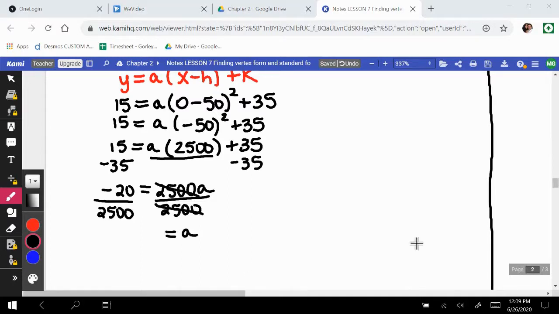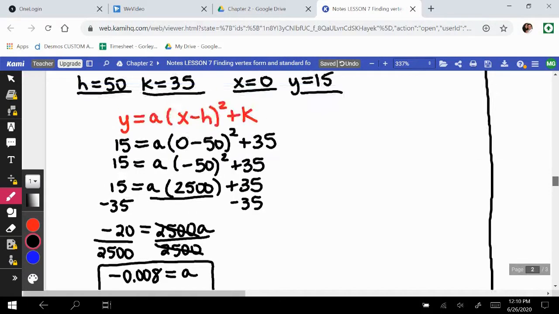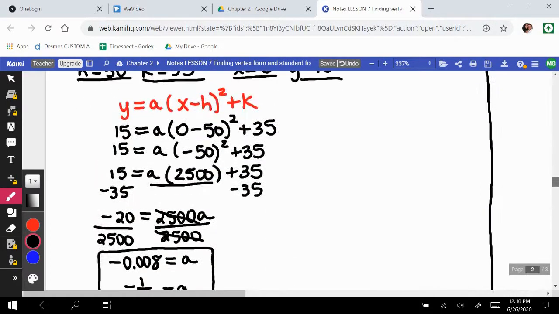And a is going to be equivalent to, let's see, negative 20 divided by 2,500, and my calculator gives me negative 0.008. Now that decimal's okay because I didn't round that at all. You never want to round anything. You want exact answers. If I hit math and then press enter on frac, you could also write a as negative 1 over 125. That would be another acceptable answer. So either one. Now that I know what a is, I'm going to go ahead and rewrite my original function.